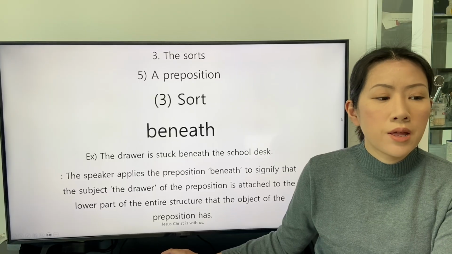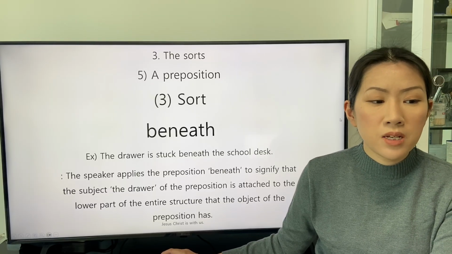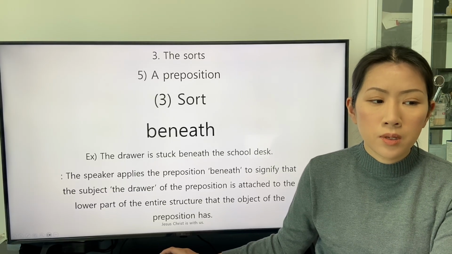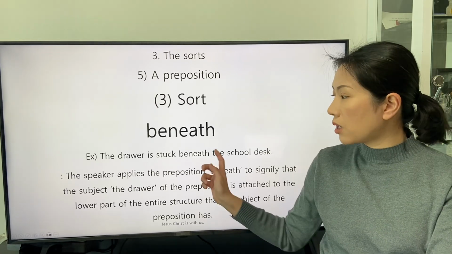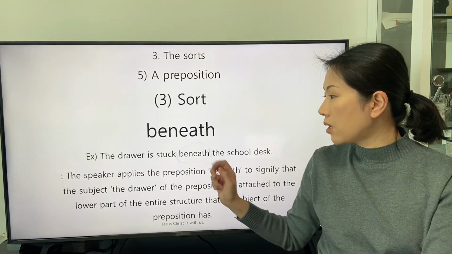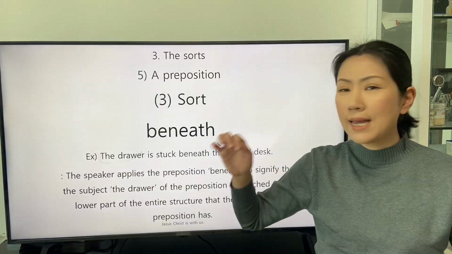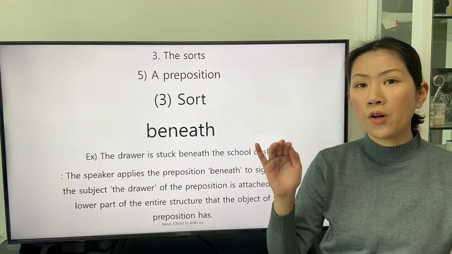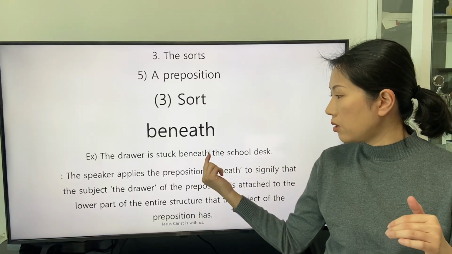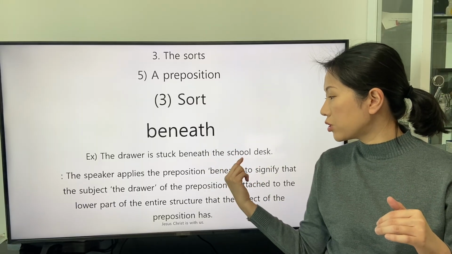There is a clause. The drawer is stuck beneath the school desk. In this clause, the preposition beneath reveals that the subject, the drawer, exists under the object, the school desk.